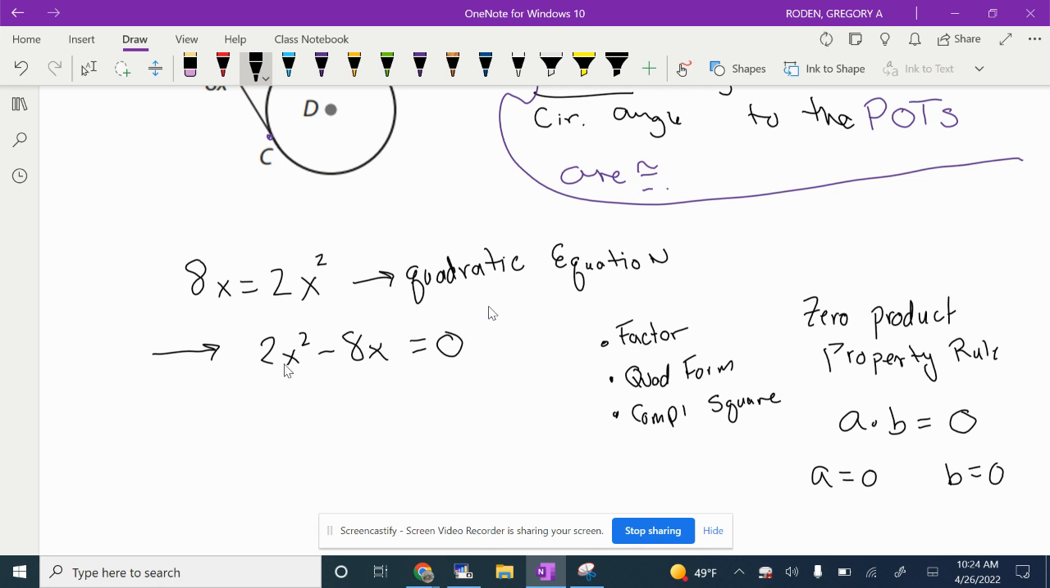Well, what is the greatest common factor of 2x squared minus 8x? Definitely a 2. What else can we factor out? How about an x? Can we factor out an x? And then we work backwards, class. So here's what we do. We work backwards. We're setting it equal to 0.